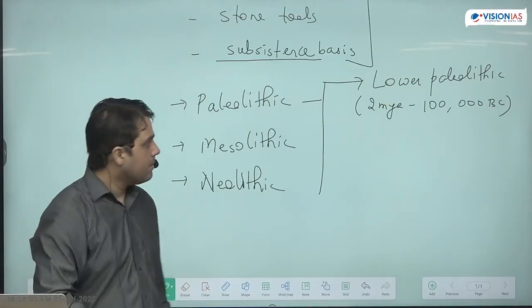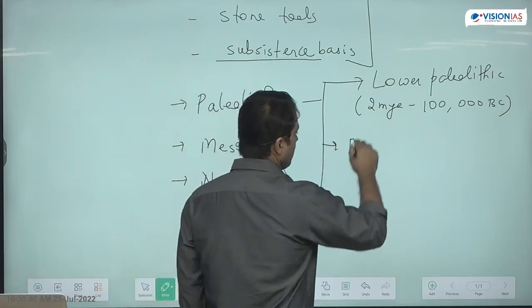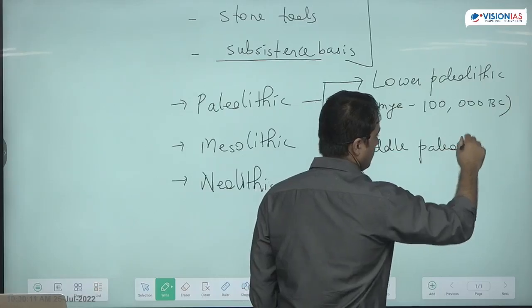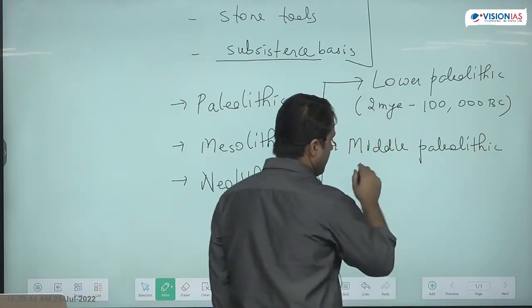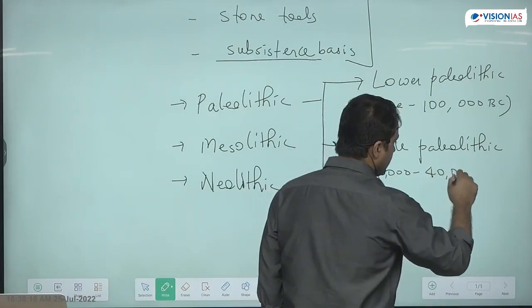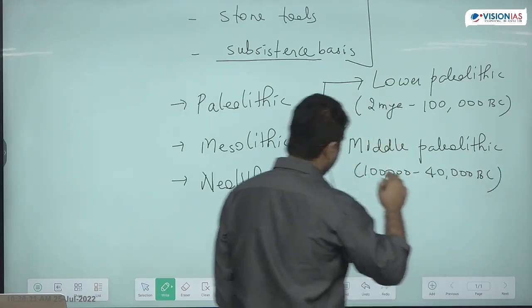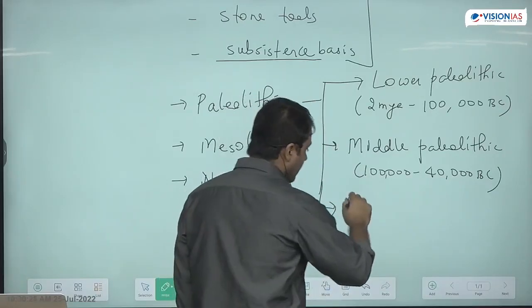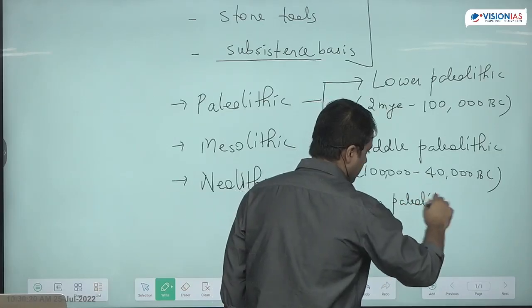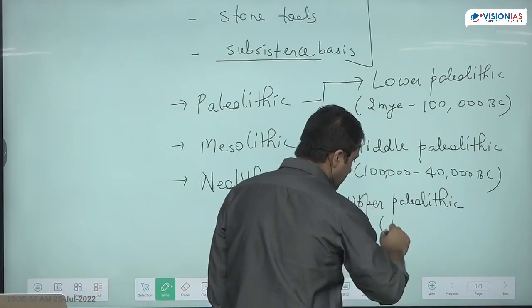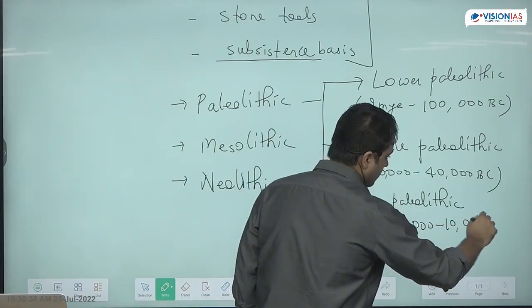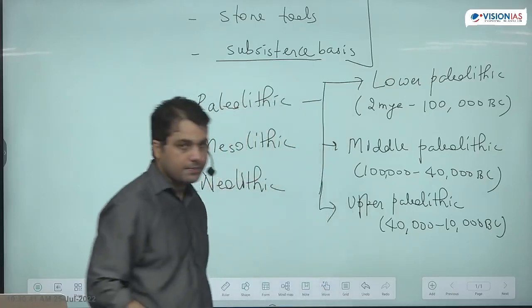So lower Paleolithic. Middle Paleolithic will be from about 100,000 to 40,000 BC, and upper Paleolithic is about from 40,000 to 10,000 BC.